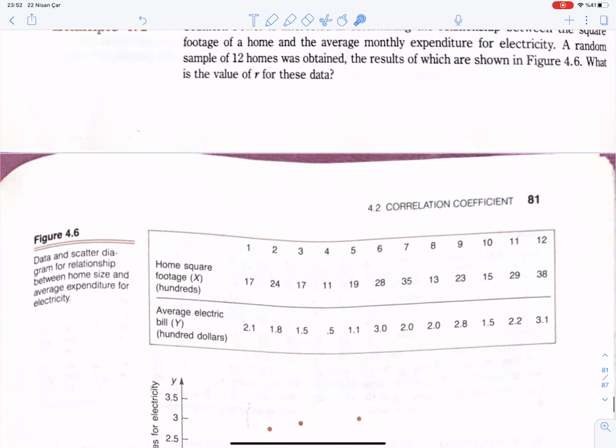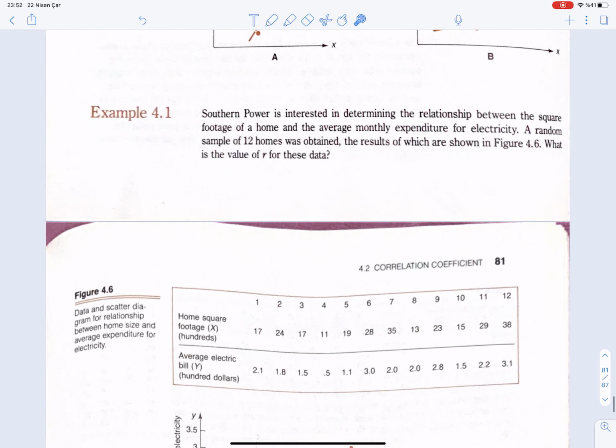Another example right here in the book: Southern Power is interested in determining the relationship between the square footage of a home and the average monthly expenditure for electricity. A random sample of 12 homes was obtained, the results of which are shown in figure 4.6. What is the value of the Pearson correlation for this data?